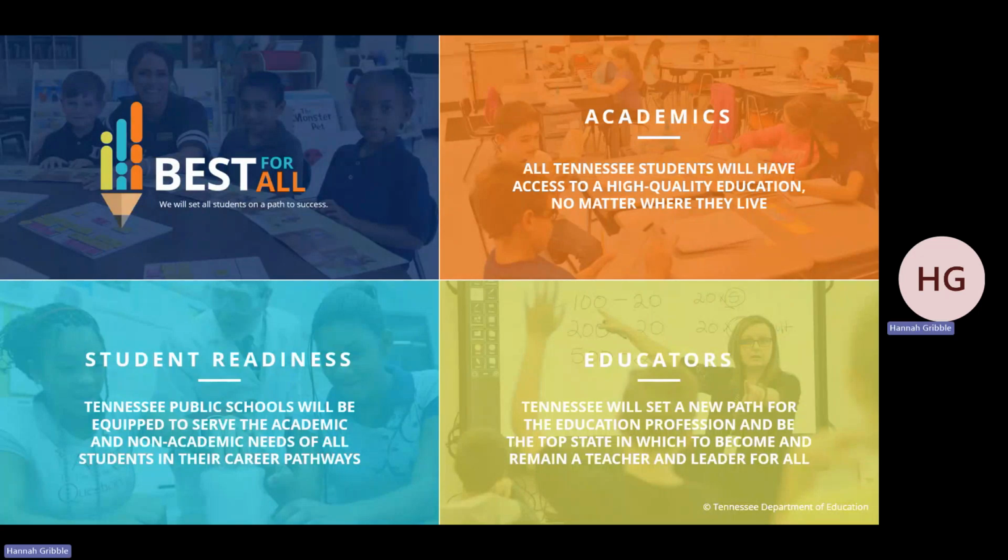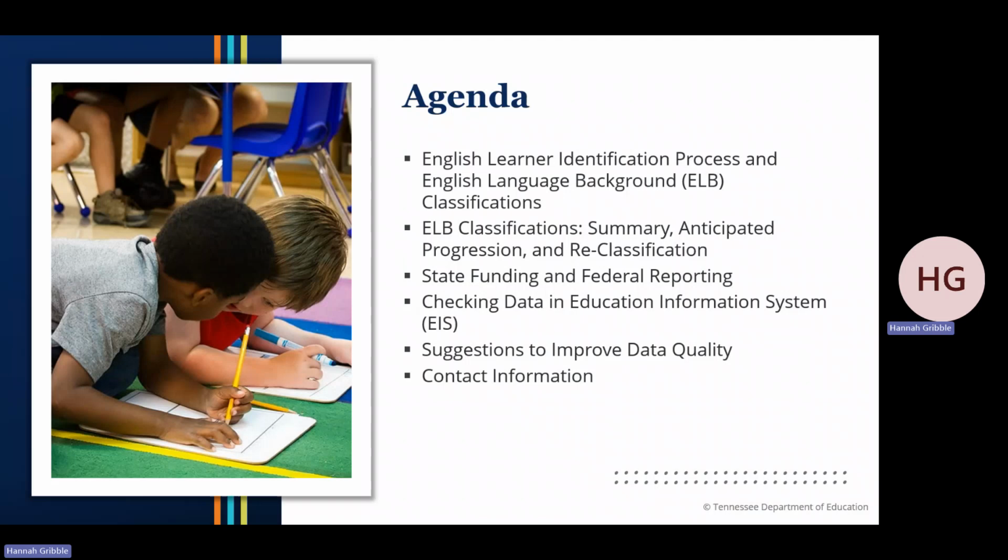The Best for All strategic plan sets academics, student readiness, and educators at our core. Our agenda today, we will discuss the English learner identification process and English language background classifications. We'll look at the English learner background classifications, summary, anticipated progression and reclassification, state funding and federal reporting, checking data in EIS, suggestions to improve data quality, and contact information.